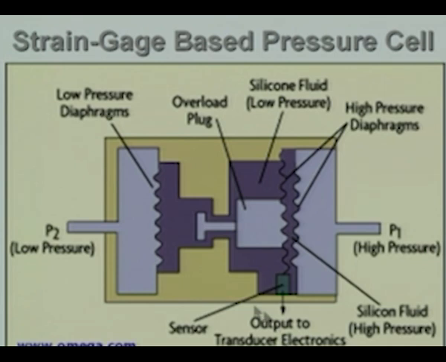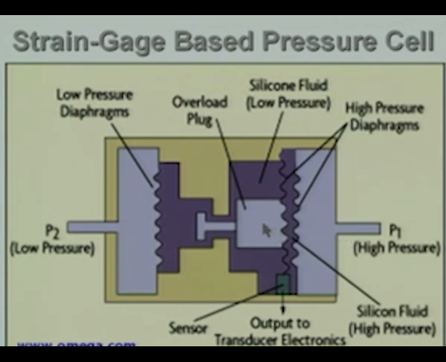Okay. Let us look at some of the features. There is the overload plug. This plug is actually going to sit in this hole, which is connecting the low pressure side and the high pressure side. And if the pressure you apply is very high, more than the rated pressure for which the pressure cell is designed, this is going to go and close this opening, and it will not work after that. Okay. It is going to protect the low pressure side from being damaged when you have very high pressure applied here.